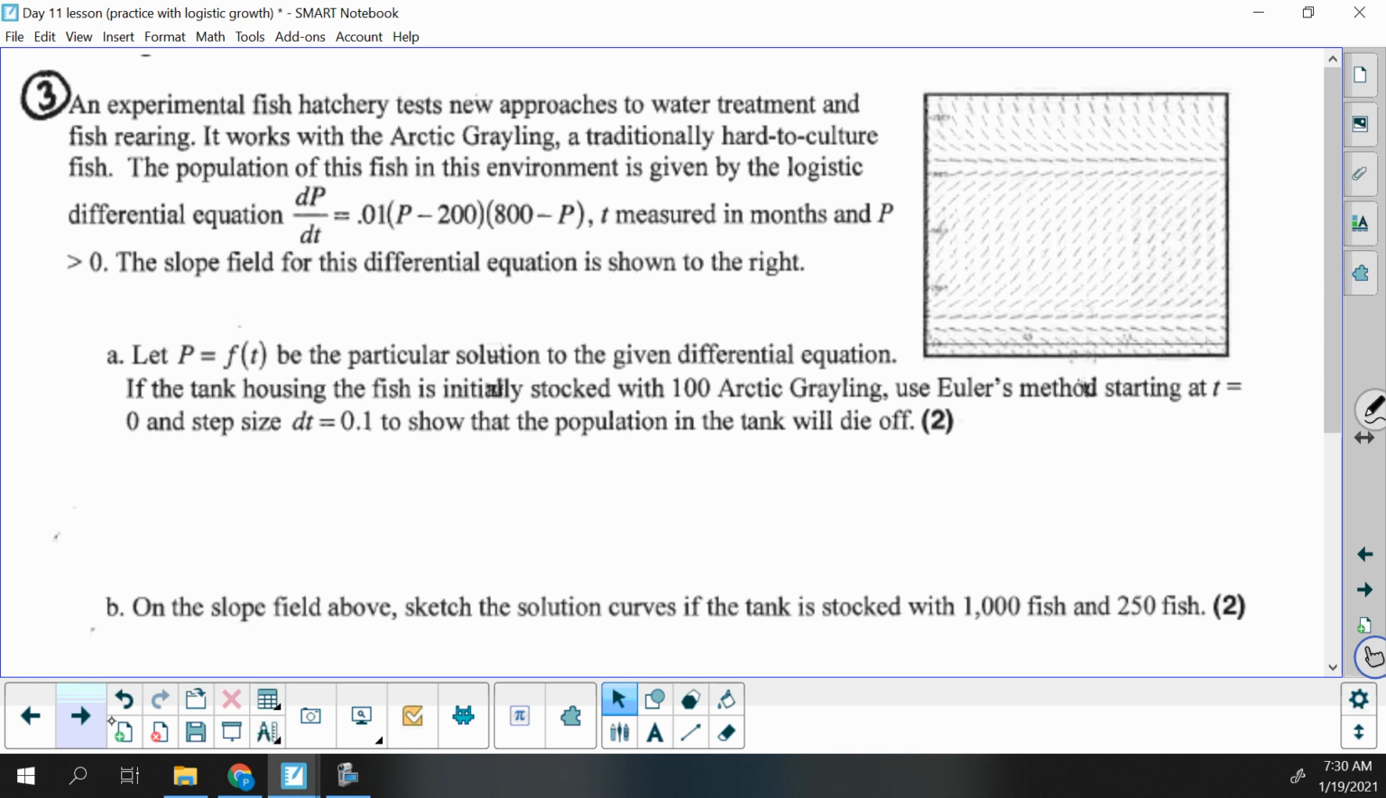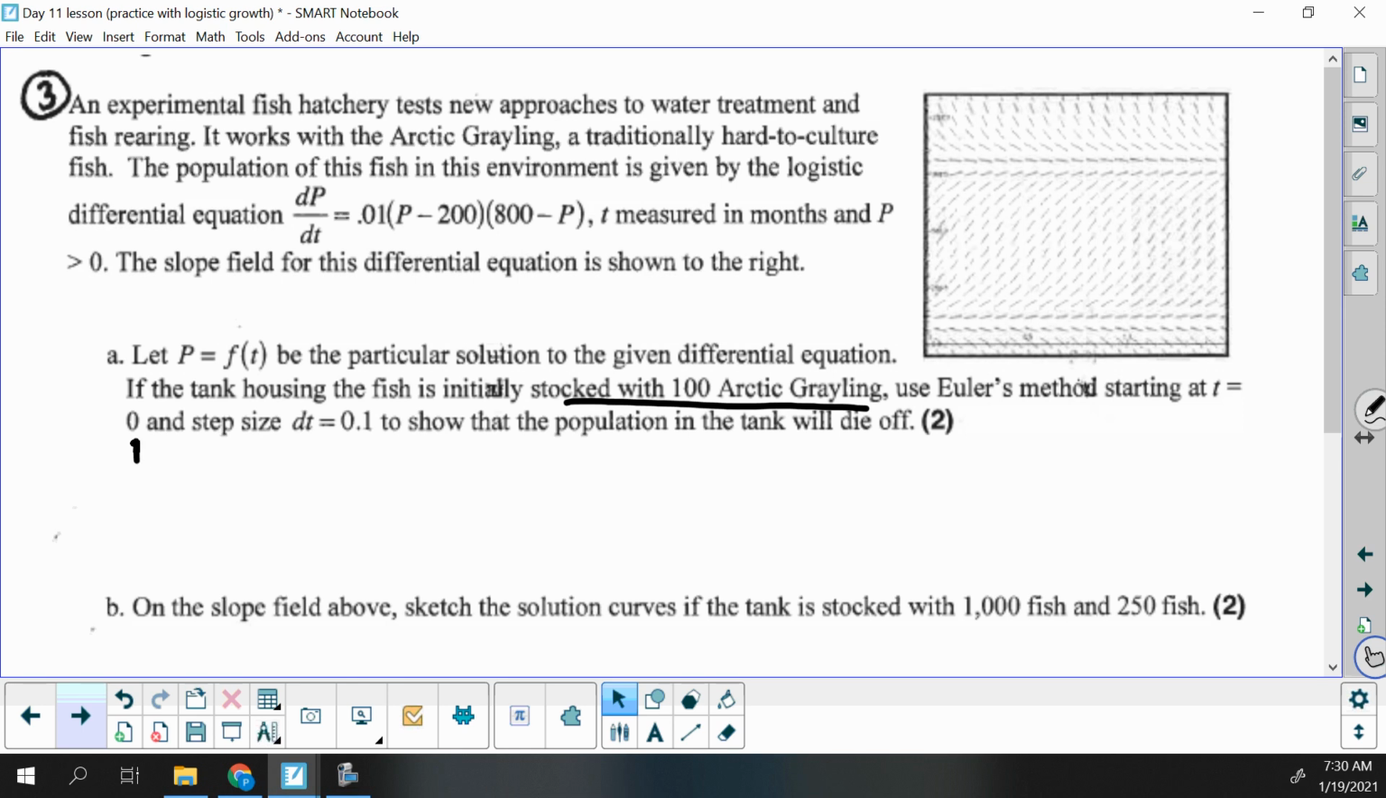So P equals F of T, that's our solution for the differential equation, some particular solution given an initial condition. So we're going to say the fish are initially stocked with 100 Arctic graylings, and we're going to use Euler's method to show that they die off.